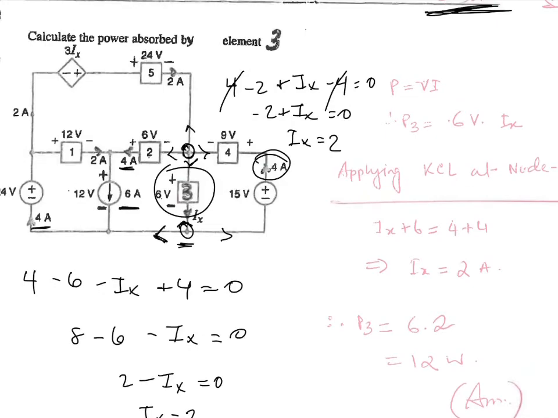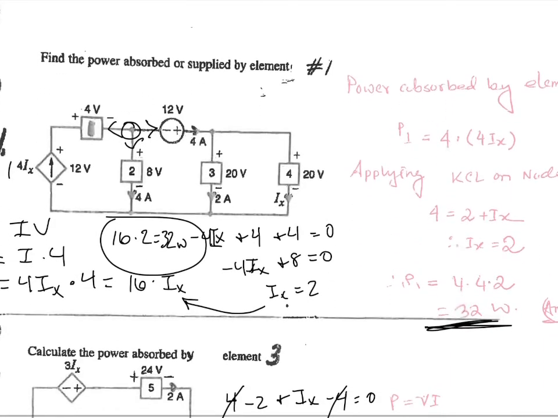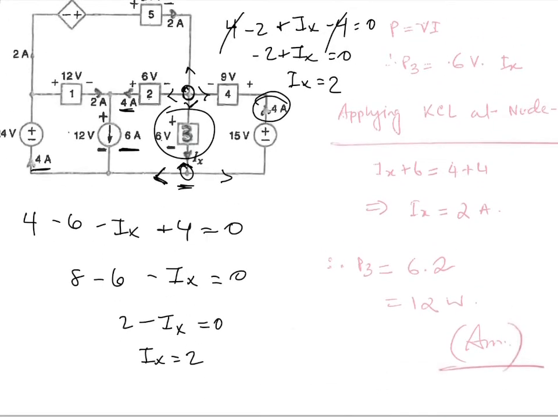And then, to find the actual power absorbed by it, similar to this one up here that we just did, power is equal to VI. Power equals volts. The amount of volts is 6. And now we found the current, so that's 2, which equals 12 watts.